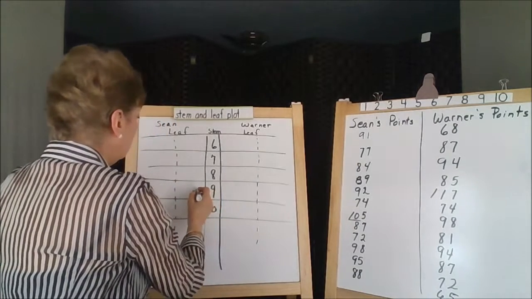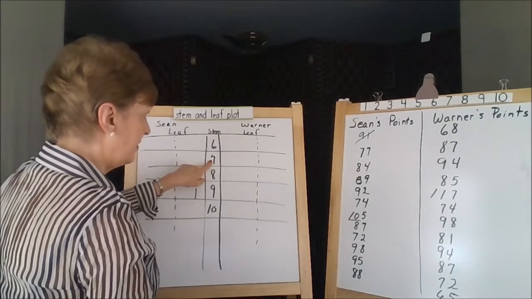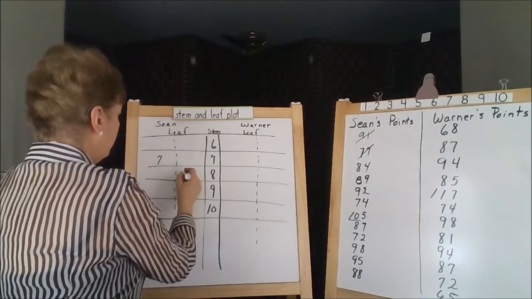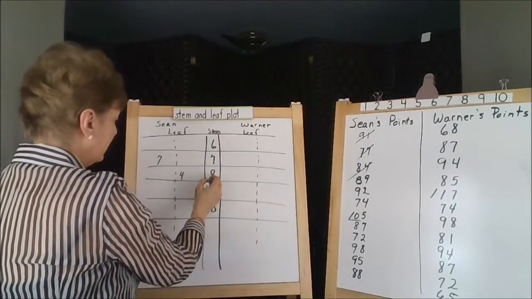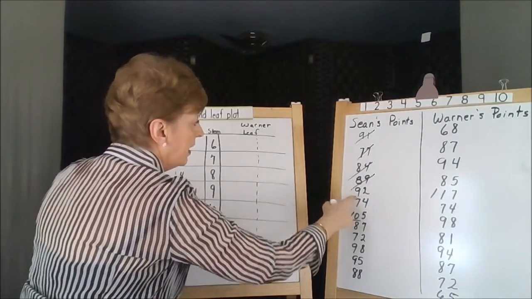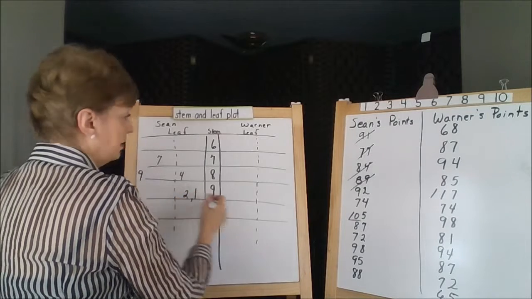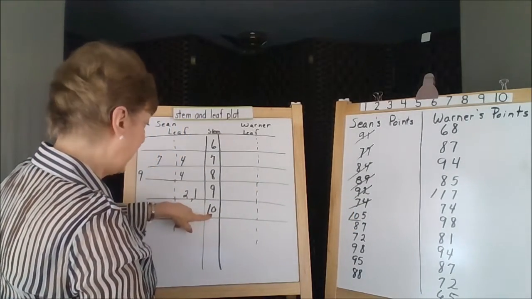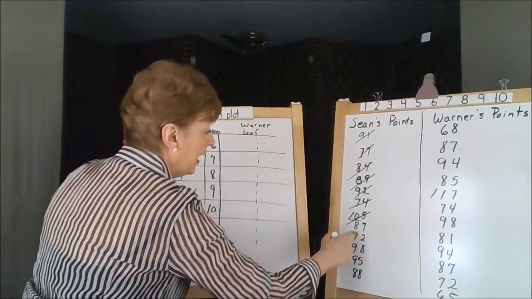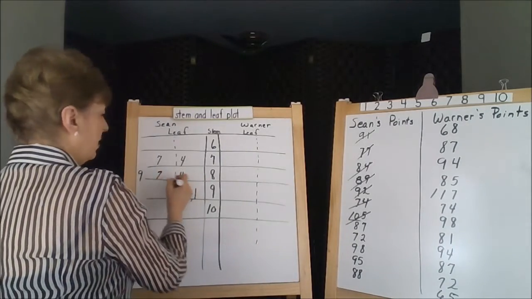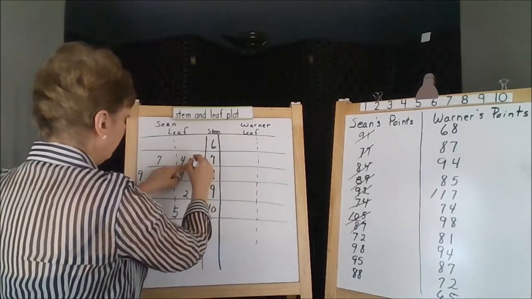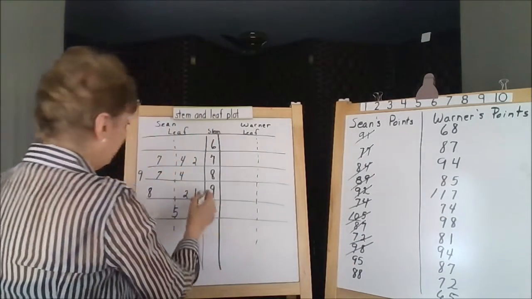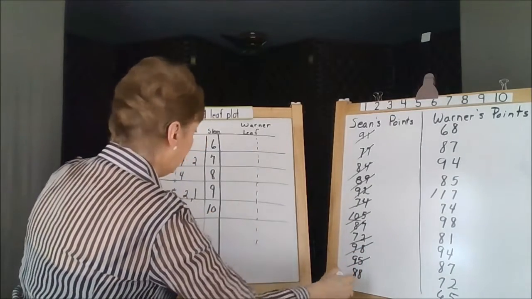But we have 91, so I'll put a 1 here. 77, we'll go up to the 7s, and the 77 is probably going to be about there. 84, we'll need a 4. 89, back to the stem of 8, and way over here to the 9. 92, let's put our 2 here. 74. 105, so we're going to go to our stem of 10 and put our 5 here. 87. 80, the 7 would go about there. 72, maybe about here. 98. 95, that would be probably right on the dotted line. And 88.